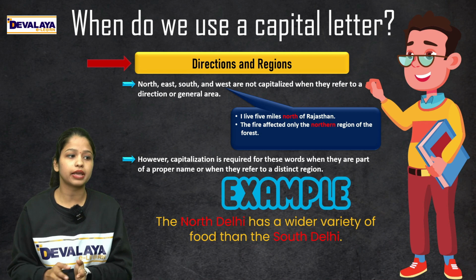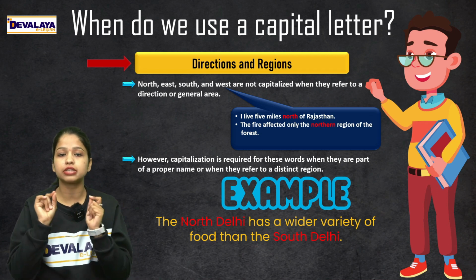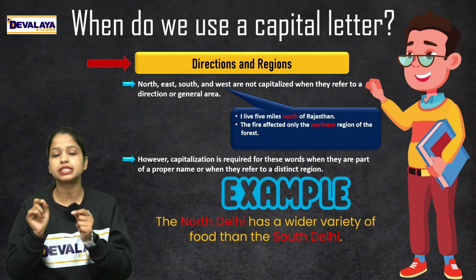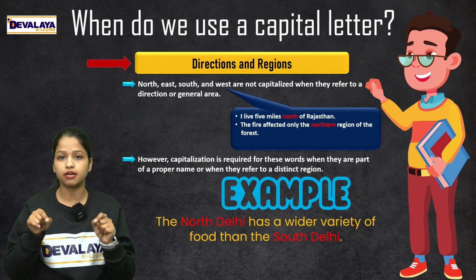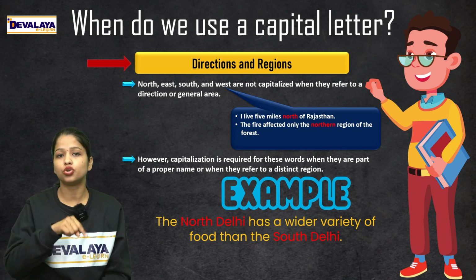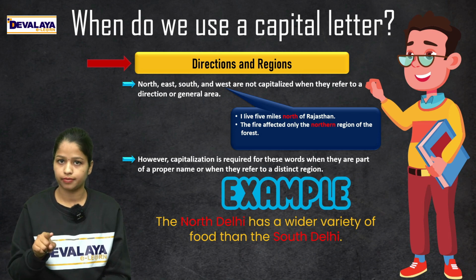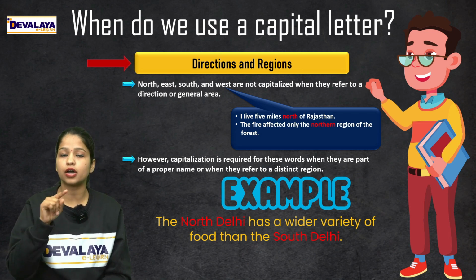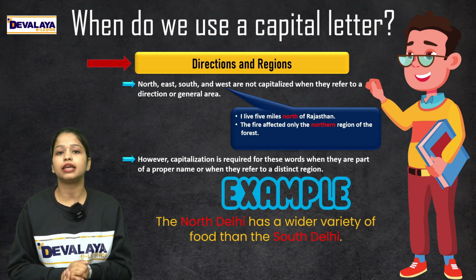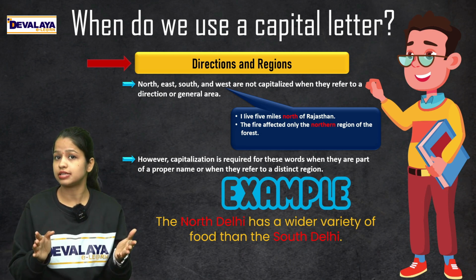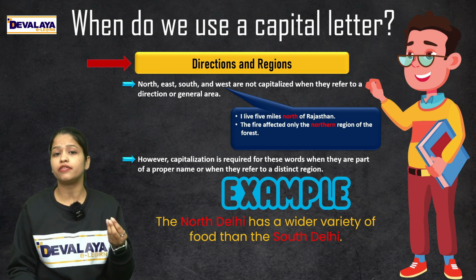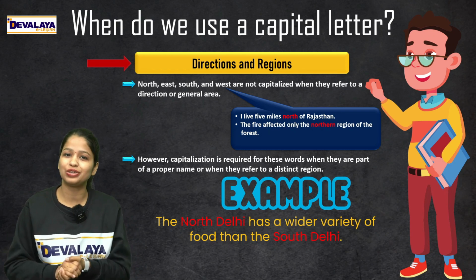Let's take an example again. If I'm saying the North Delhi has a wider variety of food than the South Delhi, here we are using a proper name. That is why we have capitalized North's N and Delhi's D. Clear? Again, the next is South's S and Delhi's D again. So this is the thing. I think this is new to you, isn't it? I think you must be confused about this thing. Even if you don't know, you got to know a new thing, isn't it?